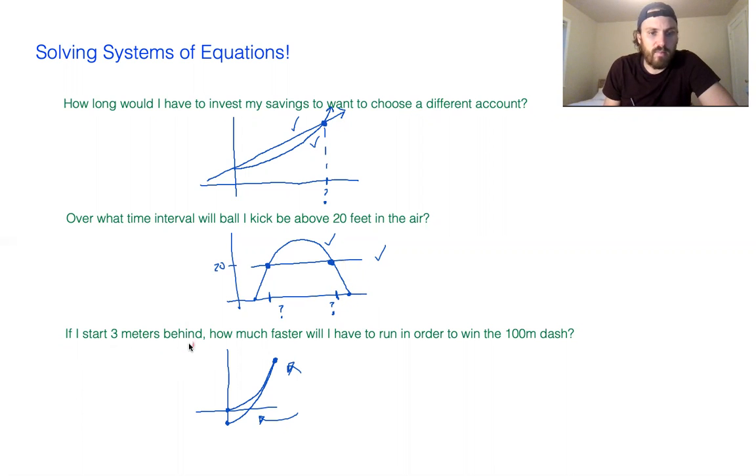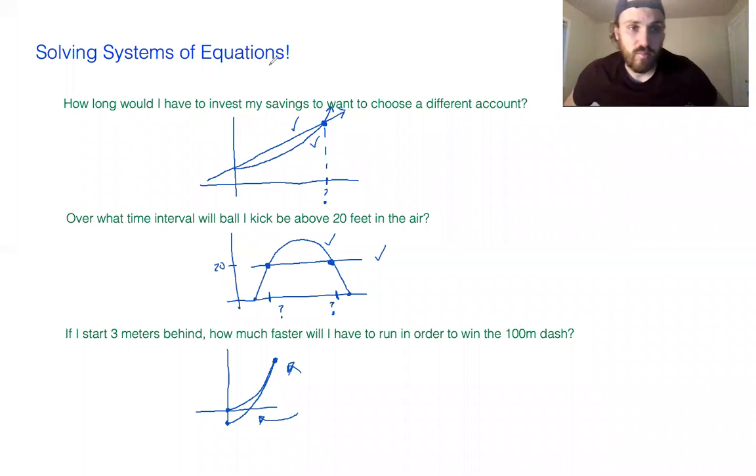If I start 3 meters behind, how much faster will I have to run in order to win the 100-meter dash? So let's say your friend starts here and you start 3 meters behind. Clearly, you're going to have to run faster. You have a steeper slope in order to reach the finish line at the same time. So if we found the finish line value where they intersect, we could figure out how much faster you need to go. So there are lots of reasons to use systems of equations.